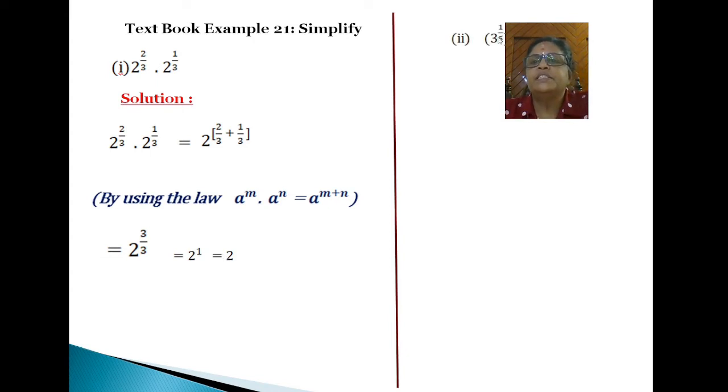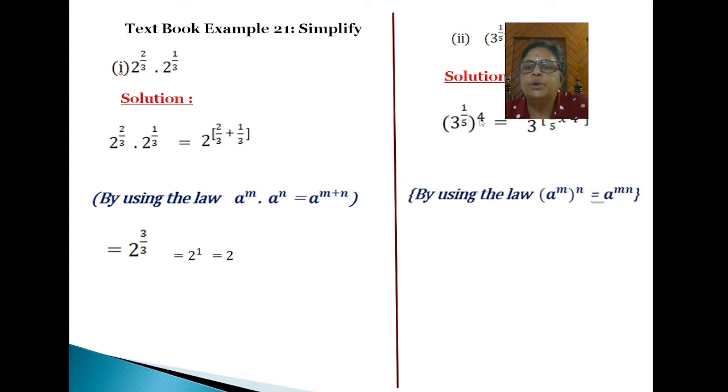Second one, 3 raised to 1 by 5, the whole raised to 4. That means a raised to m, the whole raised to n, so a raised to m into n. Here 3 raised to 1 by 5 into 4. Which law do we use here? A raised to m, the whole raised to n is a raised to m into n. So 1 by 5 into 4 is 4 by 5. 3 raised to 4 by 5.